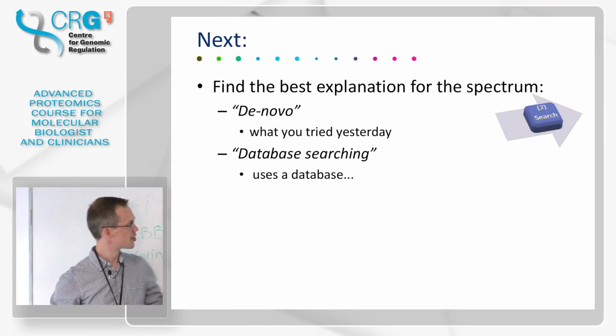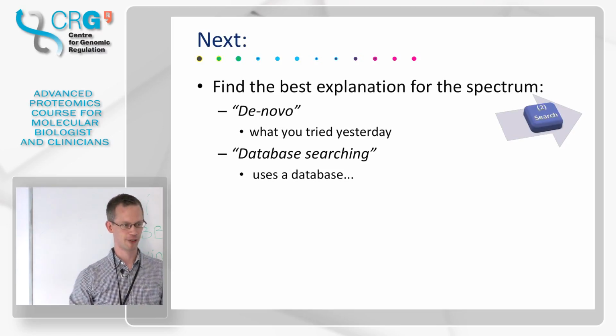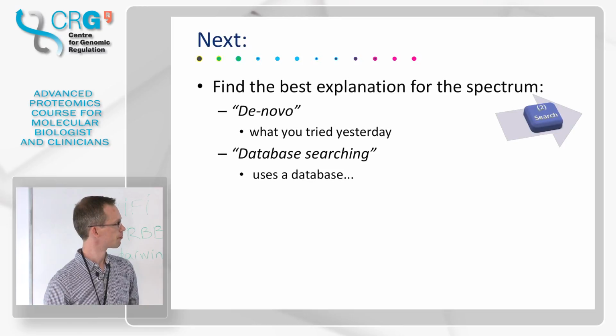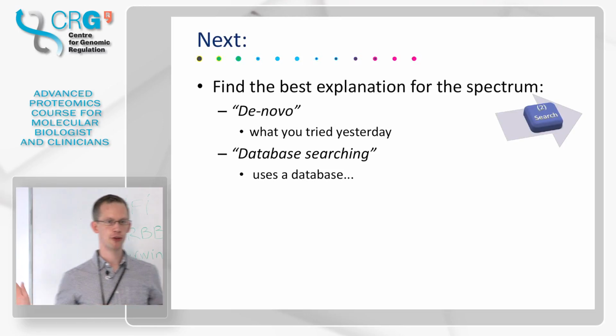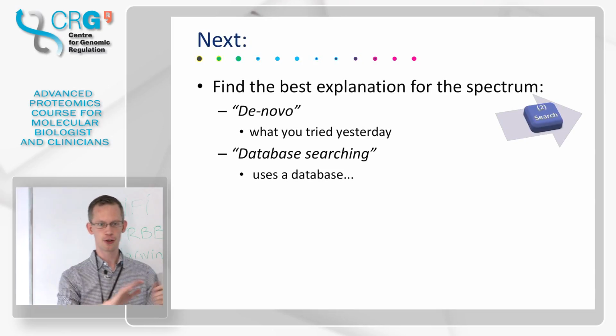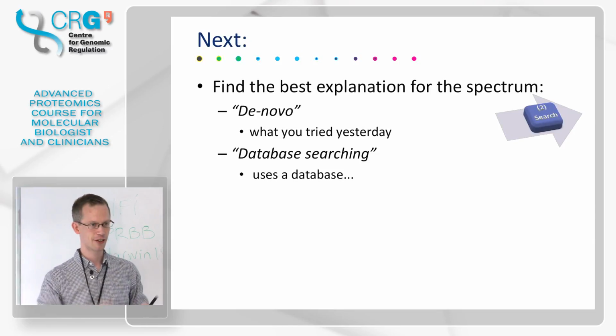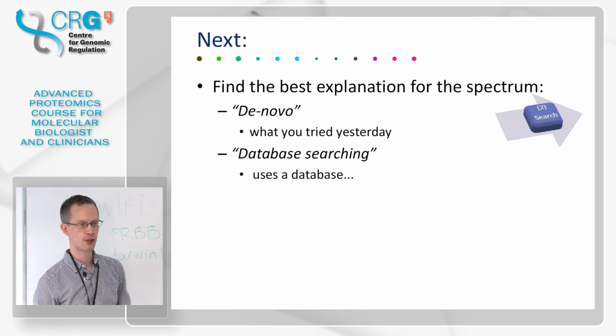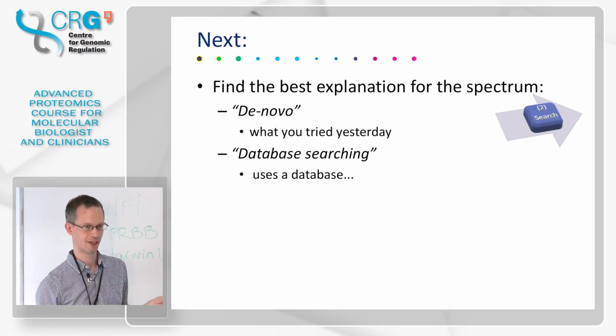That's a reading step. Now we start to do what you did yesterday afternoon, which is to try to find explanations for this. That's what we usually refer to as the searching step. What you did yesterday was you came with no knowledge and looked at these spectra. You didn't know which organism it came from. You just looked for amino acids: where do they fit and what is the pattern? That is usually the hardest part because you don't use any other available information. That we call de novo sequencing. You don't use any background. So yeah, that's what you tried yesterday.